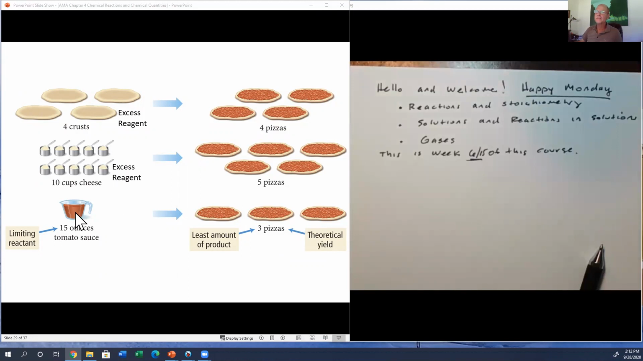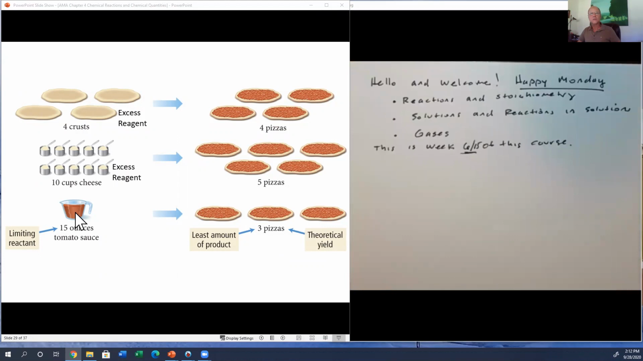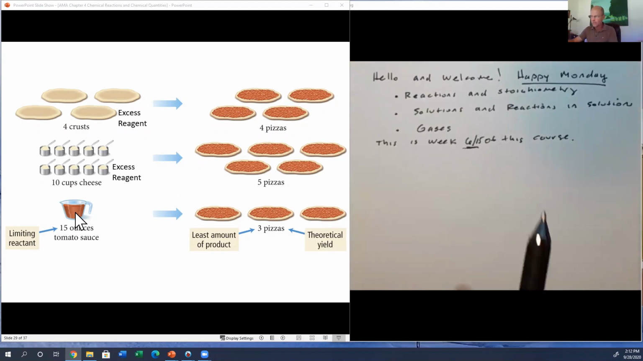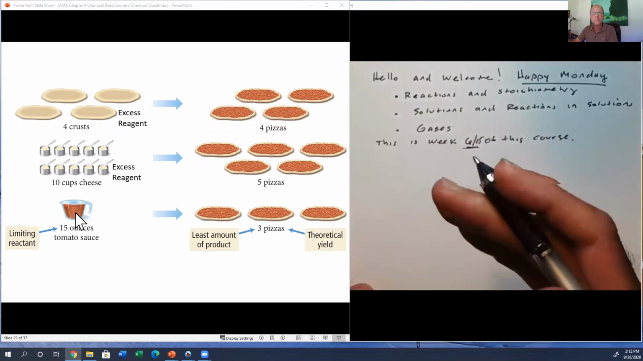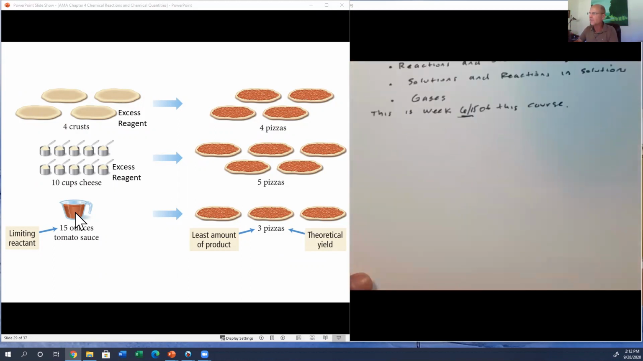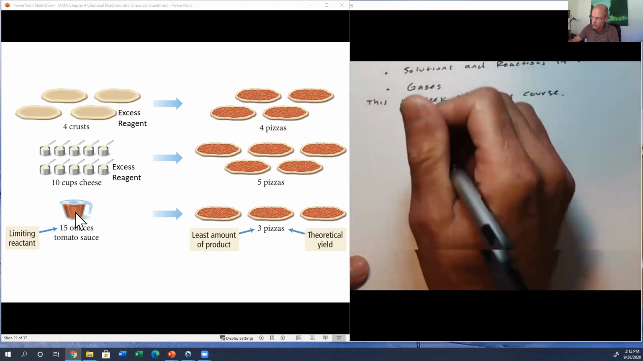So the tomato sauce is what we call the limiting reactant, right? It's the thing that limits how many pizzas you can make, all right? So these same principles apply to a chemical reaction. So again, you already saw the video, so I'm not gonna go through it, but we're gonna work some examples, but let me just put forth the definitions of all these things so you have them in your notes, okay?